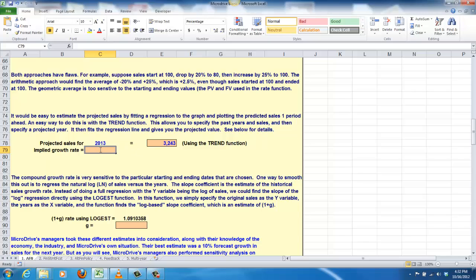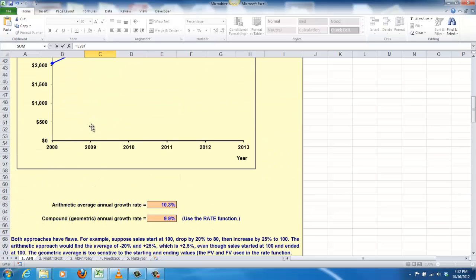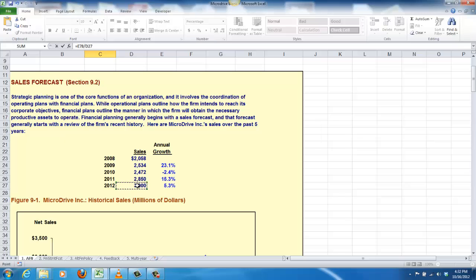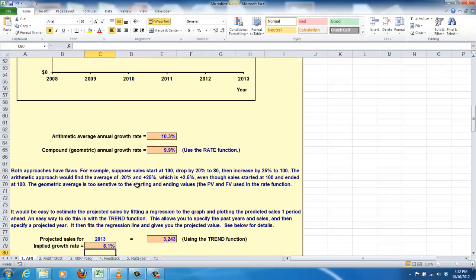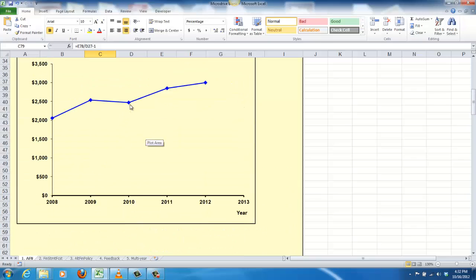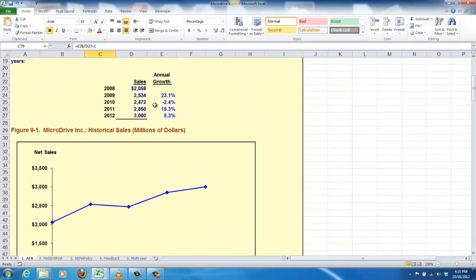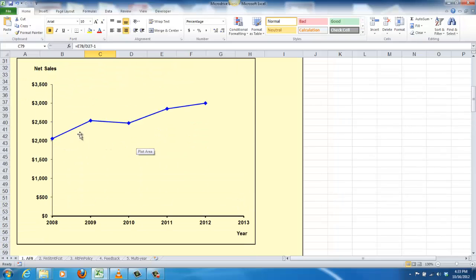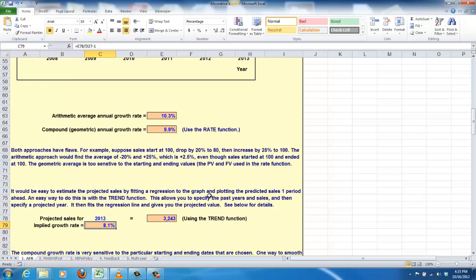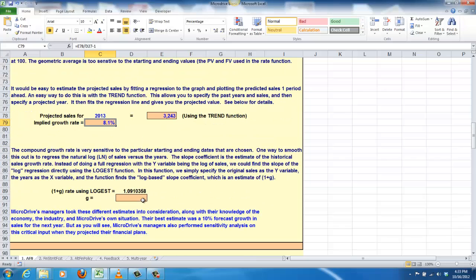Our implied growth rate then is equal to the forecasted year sales divided by our most recent year sales of 3,000, minus 1, or 8.1%. So that kind of makes sense. We saw a large amount of growth from this year to this year, then it went down a little bit, then a large amount of growth from this year to this year, and those higher growth rates were capturing those large increases in growth. What the trend does is it looks overall at this pattern and sees that the growth rate will likely be lower in the next year.